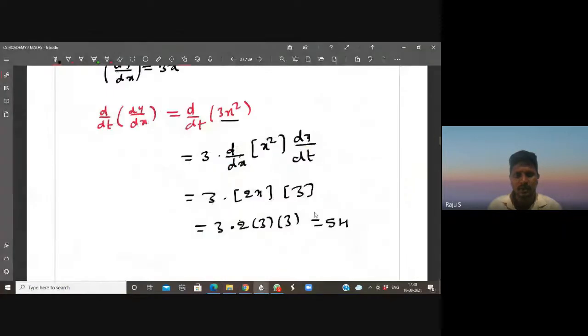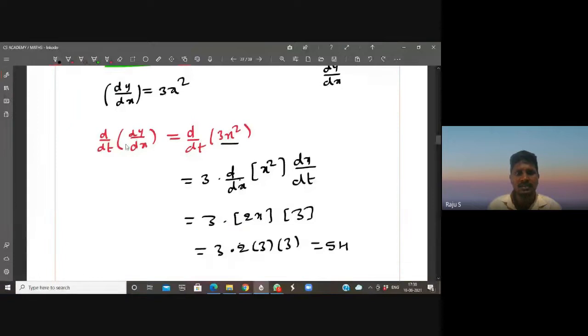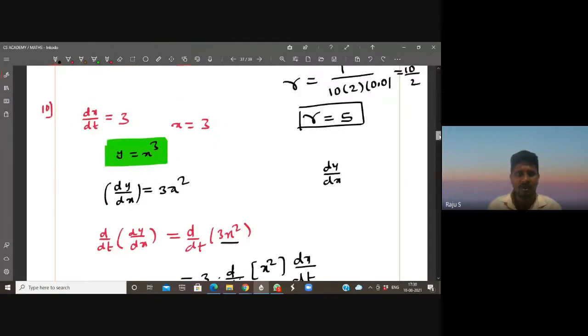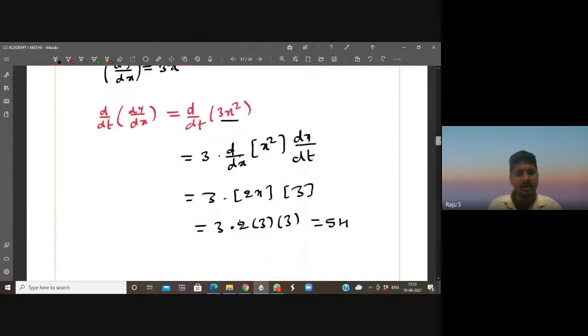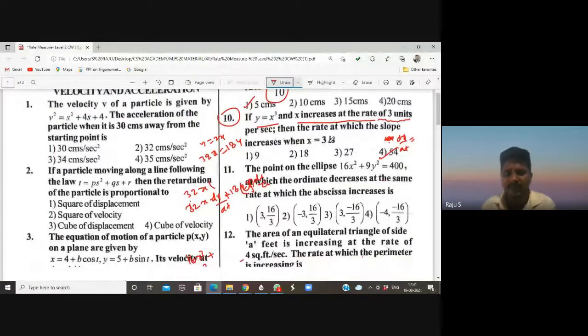So what I have done here, simple question. They gave a curve, and with the help of the curve, the slope is given by differentiating with respect to x. We got dy by dx. They are asking the rate of change of slope. But the rate of the x variable, they have given dx by dt is equal to 3. I want to differentiate the slope with respect to t. So I substituted the x value, already given, and dx by dt, also given. I substituted all values. We got the answer. Fine. Next step.